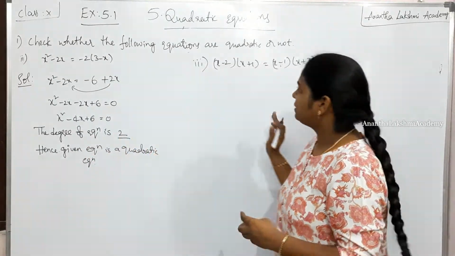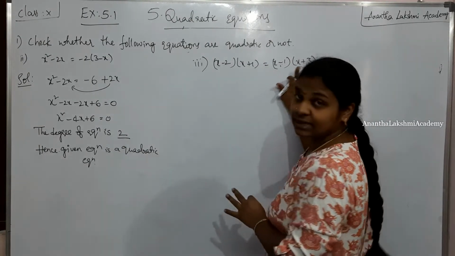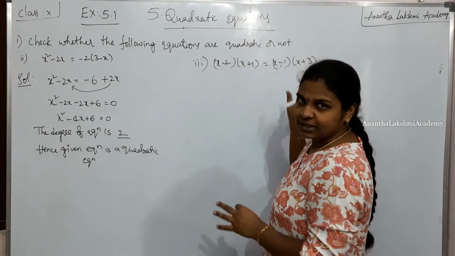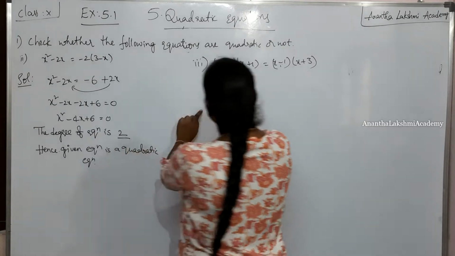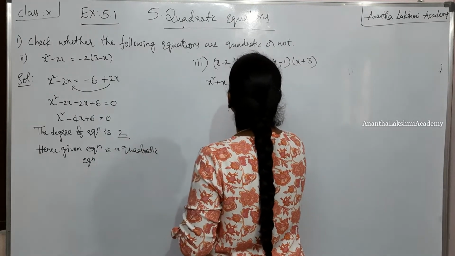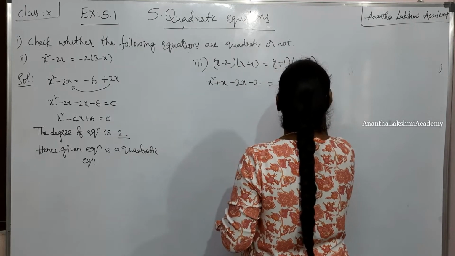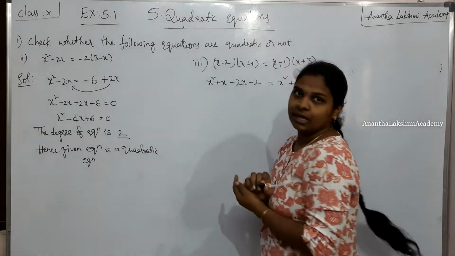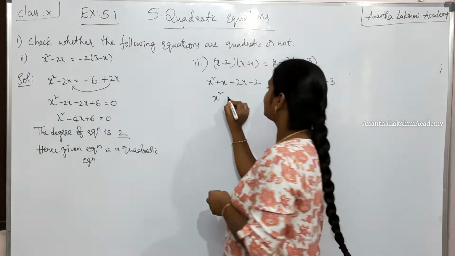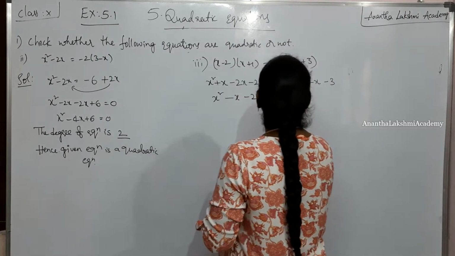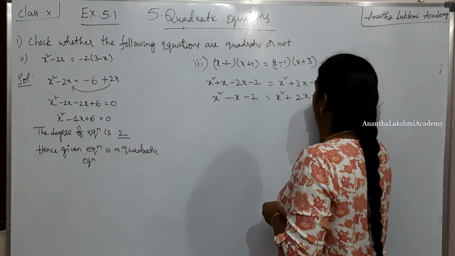Alright, that is about the second bit. Let us solve the third bit in the same problem, which is x minus 2 into x plus 1 is equal to x minus 1 into x plus 3. Let us multiply these two quantities. Okay, x into x is x square, plus 1 into x, minus 2 into x is minus 2x, minus 2 into 1 is minus 2, is equal to x square plus 3x minus x minus 3. Alright, now let us simplify this. X square minus 2x plus x is minus x, minus 2 is equal to x square plus 3x minus x is 2x, and this is minus 3.